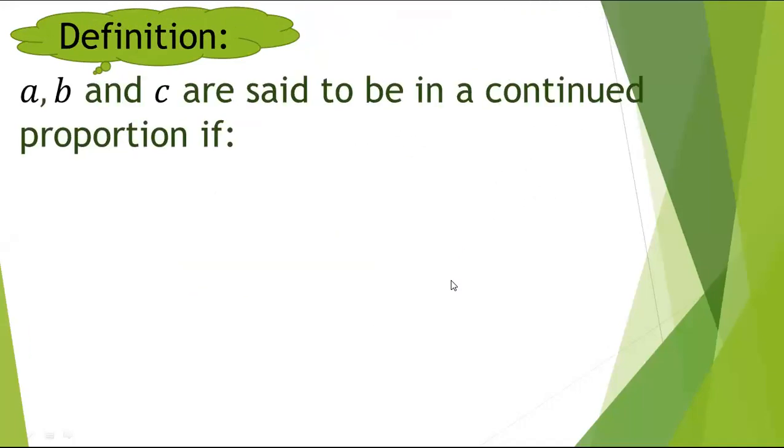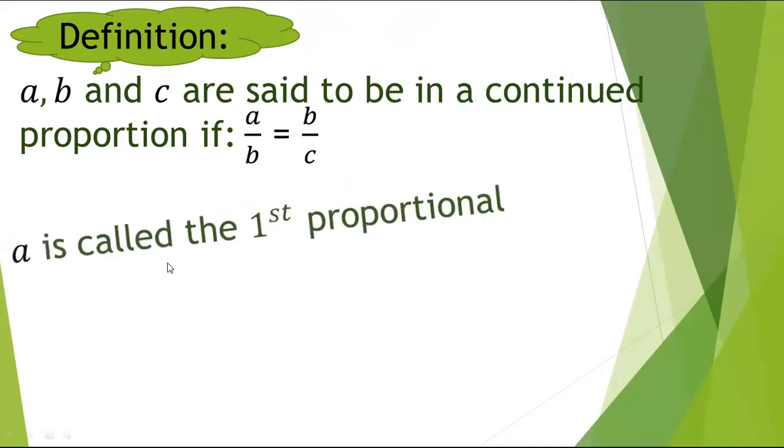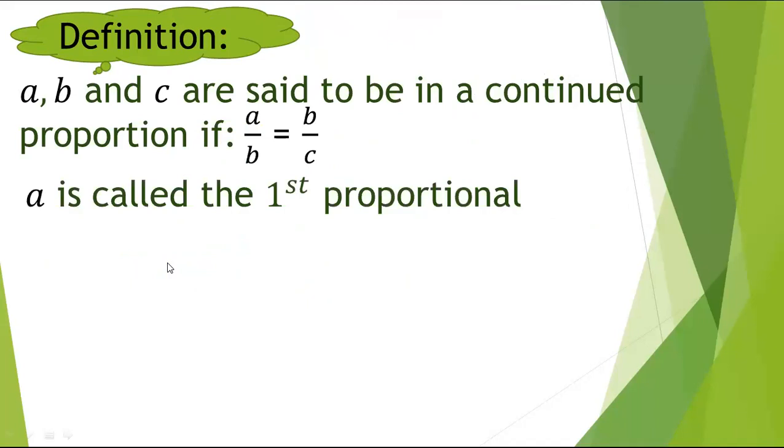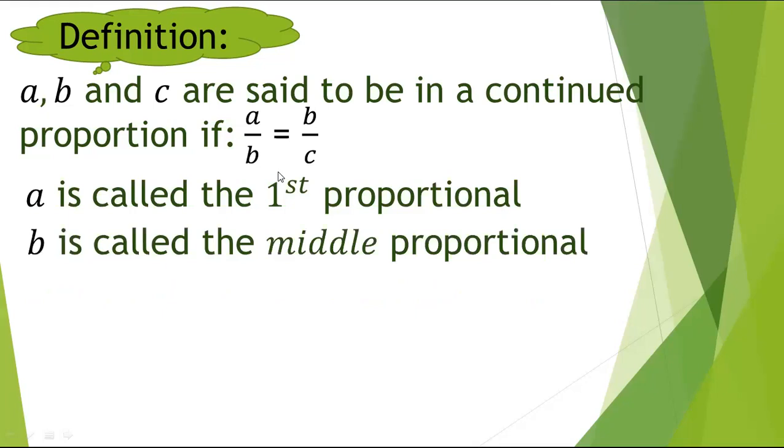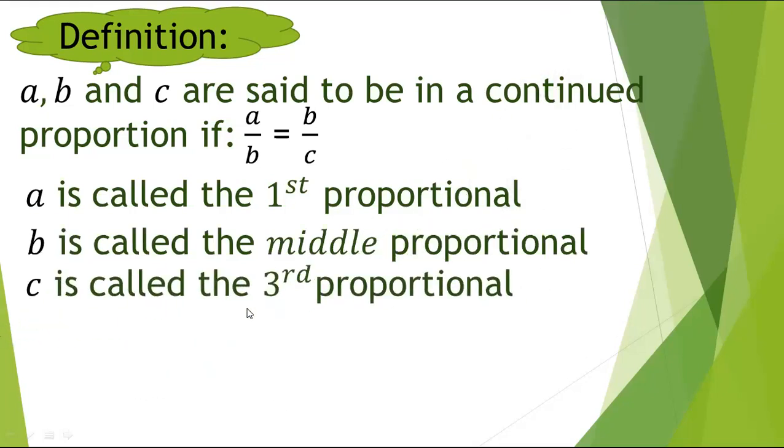Again, here we have only three quantities A, B, and C. We can say that A, B, and C are in continued proportion if A over B, first divided by second, equals second divided by third, A over B equals B over C, such that A is called the first proportional, B is the middle proportional, and C is the third proportional.